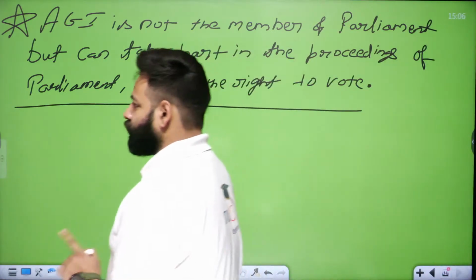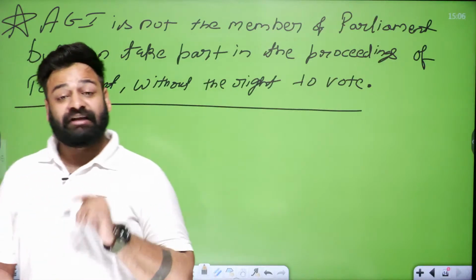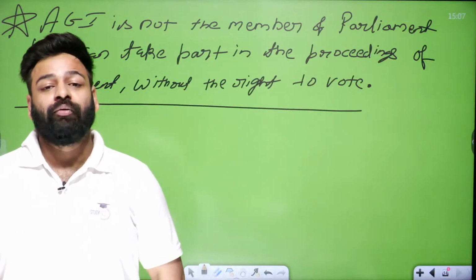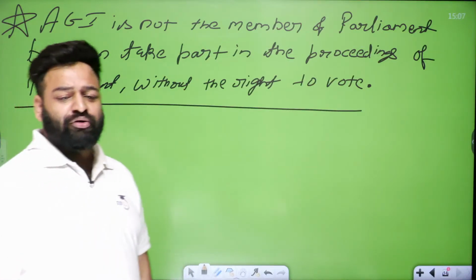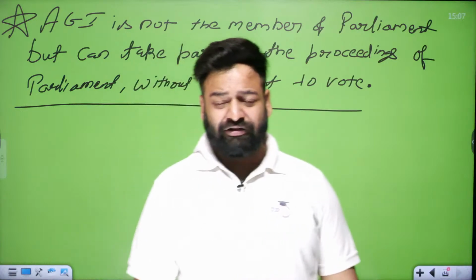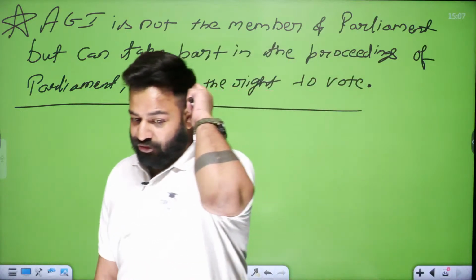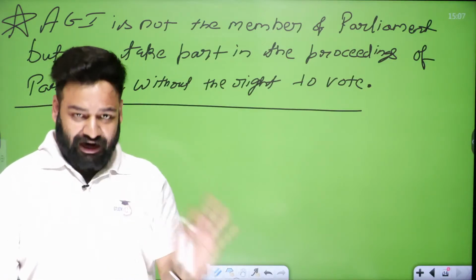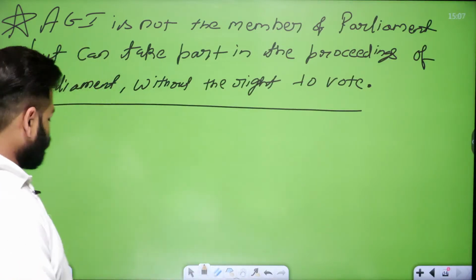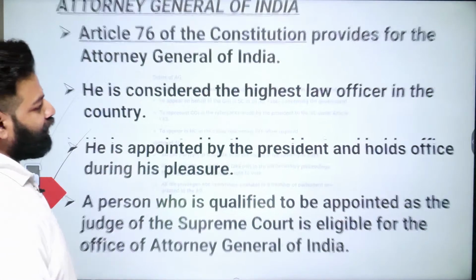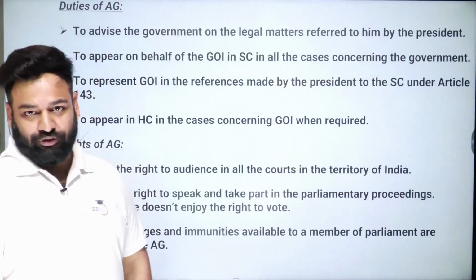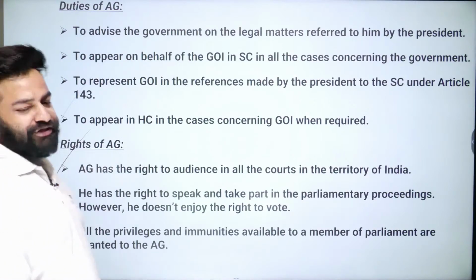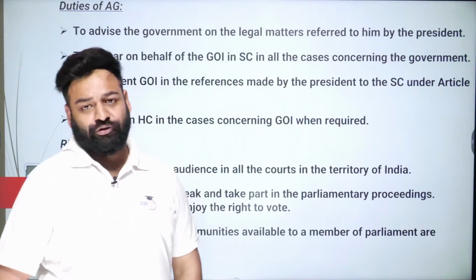Though the Attorney General of India is not a Member of Parliament, he can take part in the proceedings of Parliament. Can he or she also vote inside Parliament? No, the Attorney General of India cannot vote in Parliament. He has the absolute right to be part of the proceedings of the House, but cannot vote. Now, what are the duties, the functions this person performs?